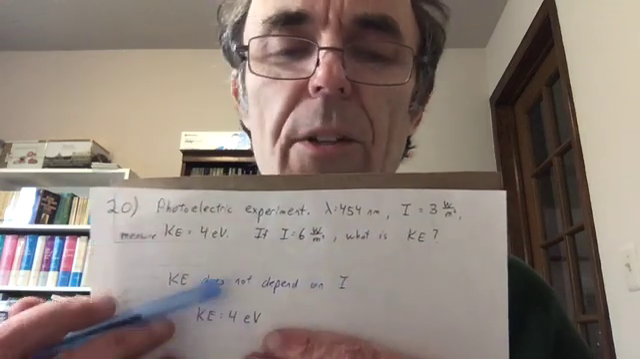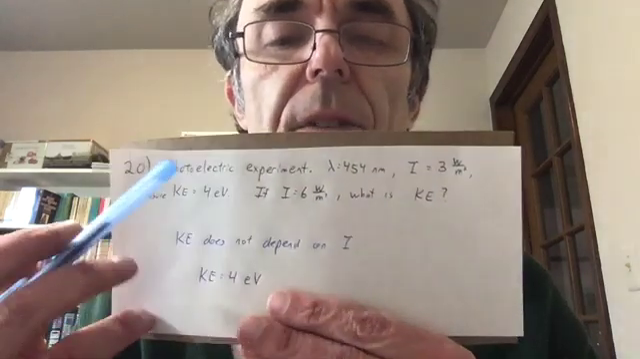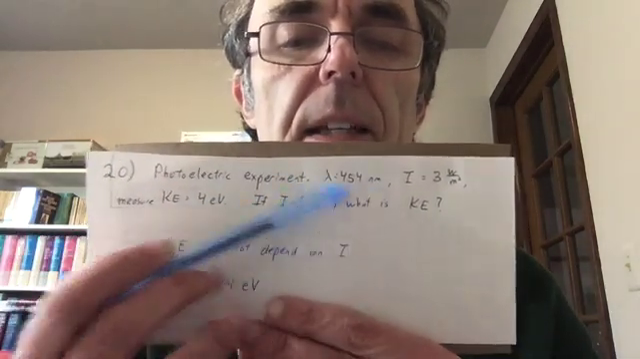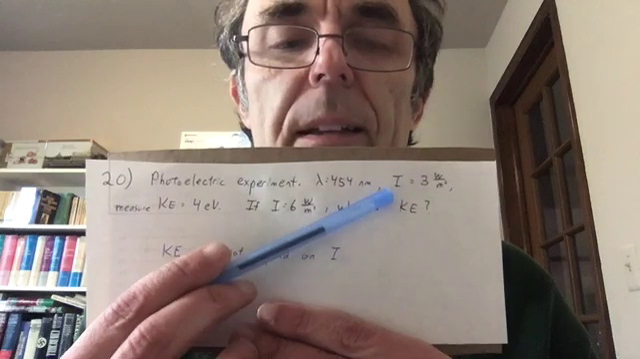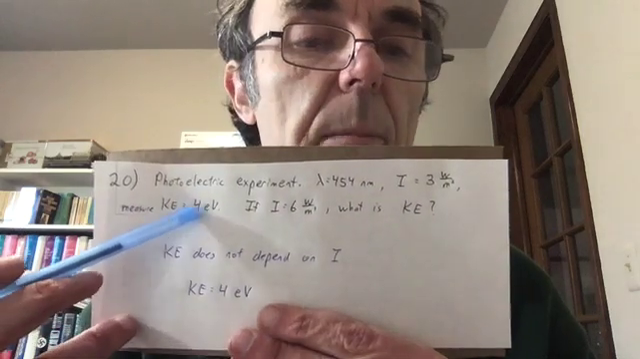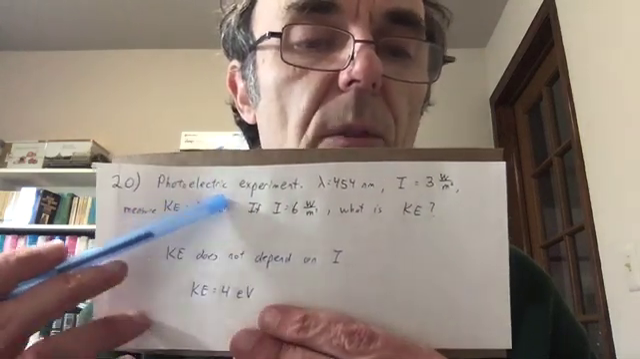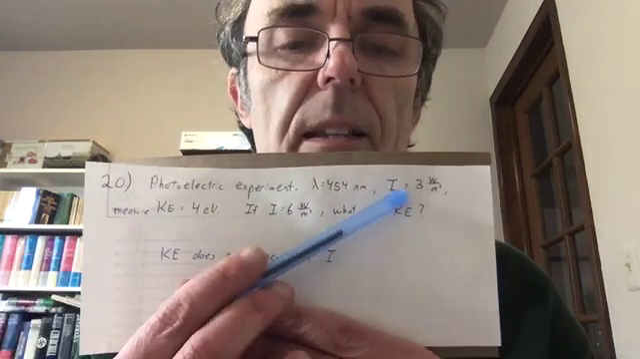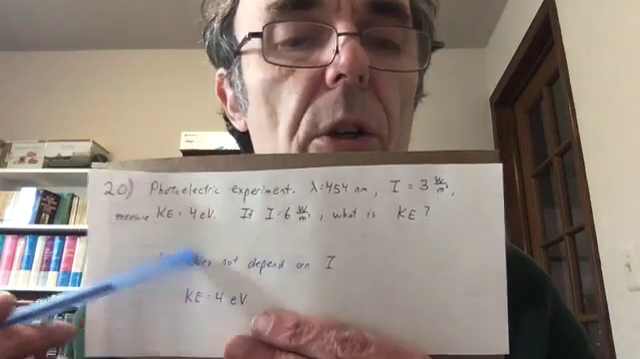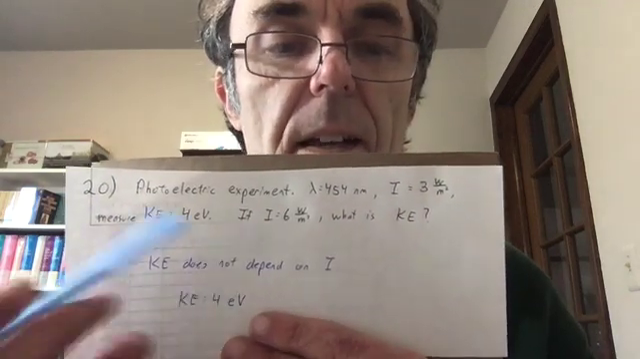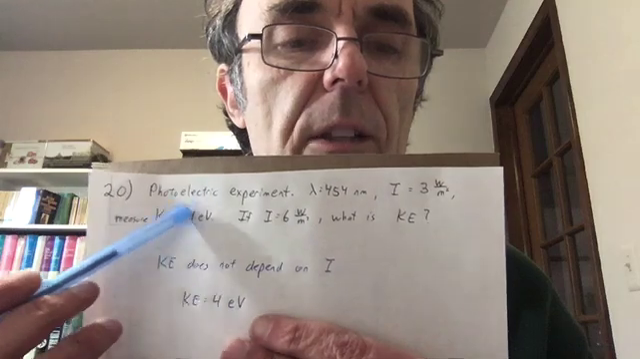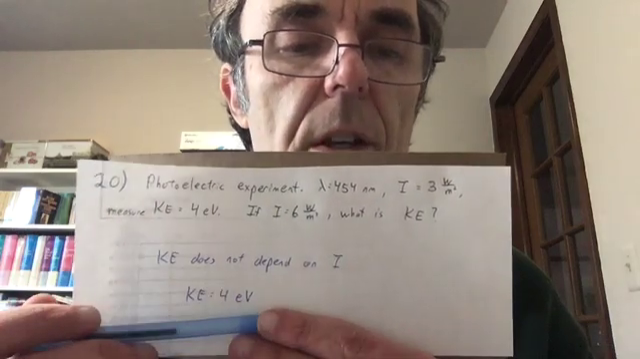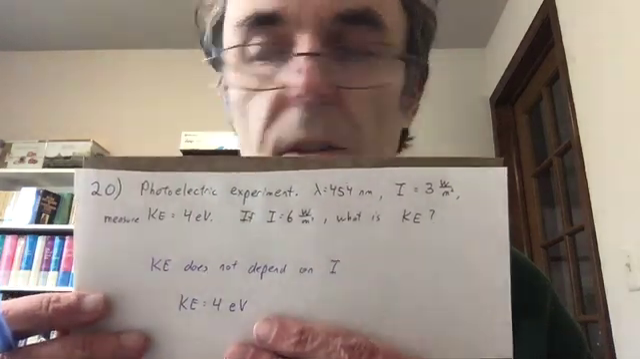This is a bit of a trick question, because in the photoelectric effect experiment, the kinetic energy of the electrons does not depend on the intensity. So it's the same as it was before. You got 4 electron volts with an intensity of 3, and you're going to get 4 electron volts with an intensity of 6. You'll get twice as many electrons, but each electron will have the same kinetic energy, 4 electron volts.